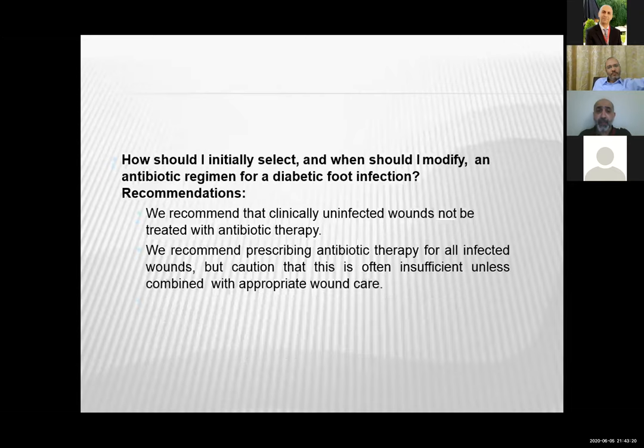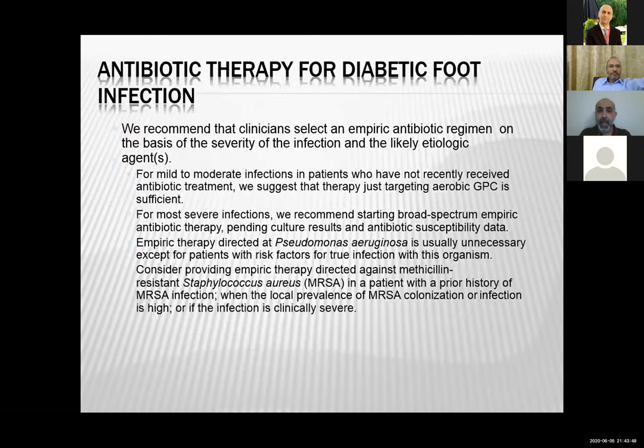The uninfected wound shouldn't be treated, as we said, with antibiotic. And for the infected wound, it depends on the severity of the infection. You can decide about starting with oral antibiotic versus parenteral antibiotic, and using one antibiotic or more than one. Again, it depends on how long you have had this foot ulcer. The longer you have it, the more chance that there is a polymicrobial infection.